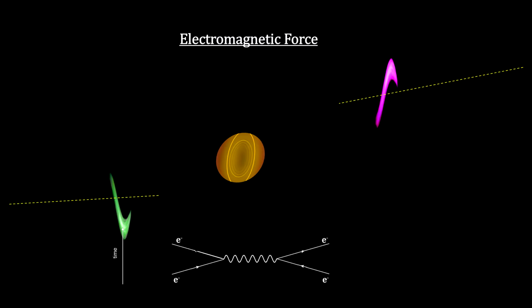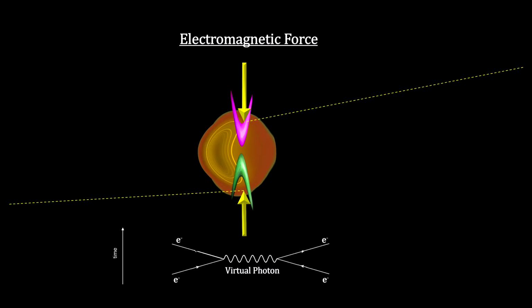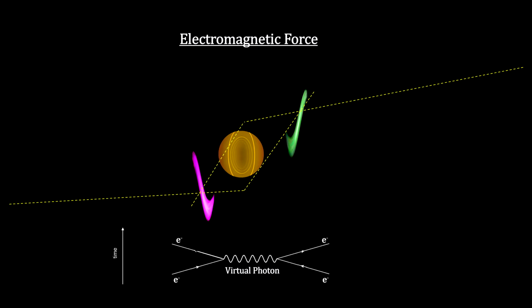Here's the Feynman diagram for an electron-electron interaction, where the photon field mediates the force that changes the momentum of the two electrons. One says they exchange virtual photons, but this is just jargon. The diagram is used for convenience.